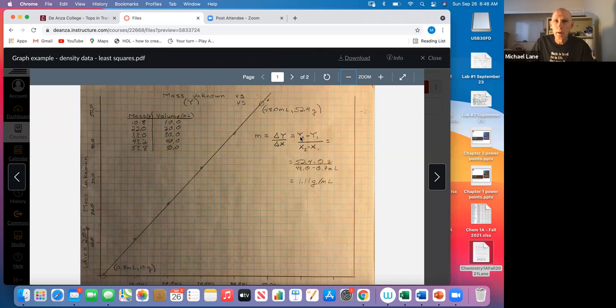So I've got y value of 52.4 right here, and y value here of 0 grams. Likewise, my x values are 48.0 milliliters and 0.7. So the slope of this line is 1.11 grams per milliliter. Slopes have units, and they need to be included. The units of the y-axis are grams. The units of the x-axis are milliliters. So again, slope of 1.11 grams per milliliter.